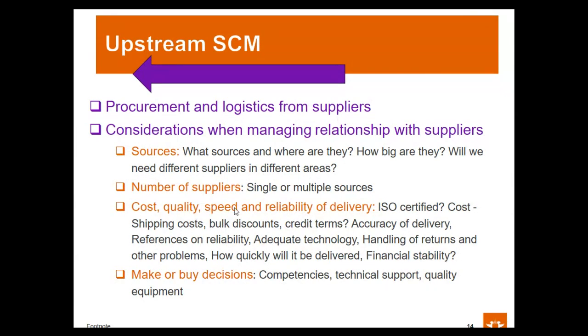And then cost, quality, speed, and reliability of delivery. All of these questions can be asked in order to determine the cost, the quality, the speed of service, and the reliability of the delivery. And then moving on to the make or buy decisions, which is the outsourcing decisions. When you consider this, you typically consider the supplier's competency, their technical support, and the quality of the equipment and the products that they can offer. Make or buy decisions, or outsourcing decisions, will be dealt with in a lot more detail in Chapter 8.